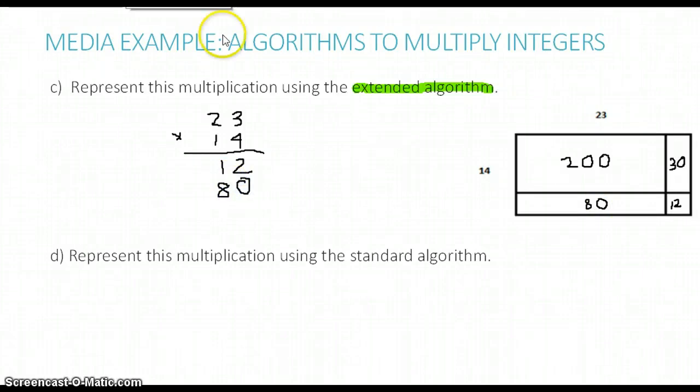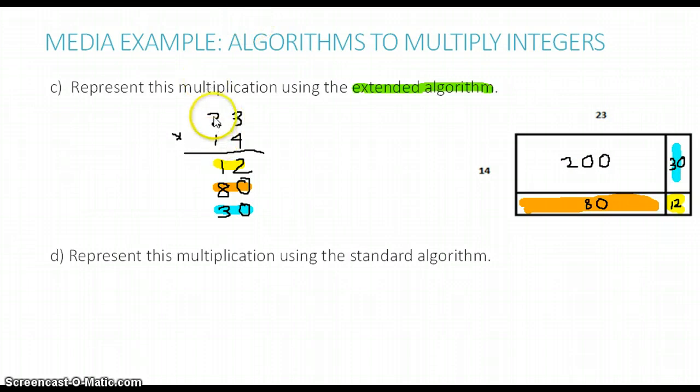Let's start to highlight these to connect them. So there's 12, this piece right here. 80 comes from this piece right here, which is the 20 times 4. Let's look at the next piece. Well, here we would have 10 times 3. 10 times 3 is 30, so that will be our 30. So let's see, this applies to this part of the rectangle.